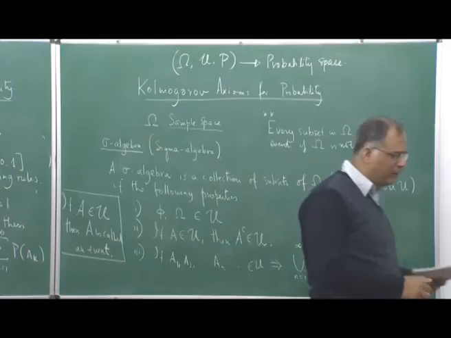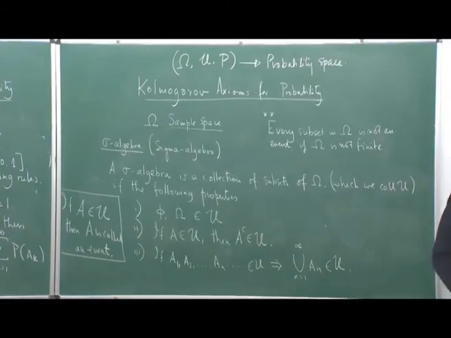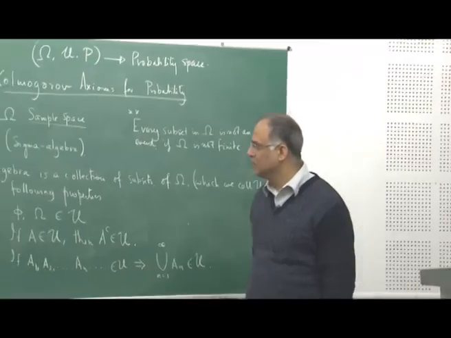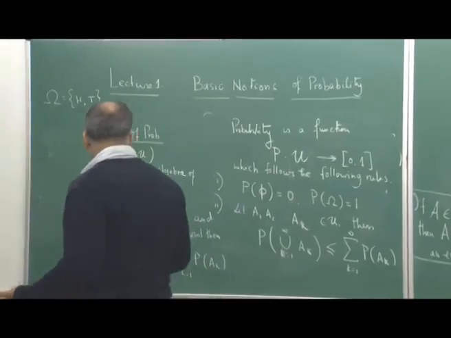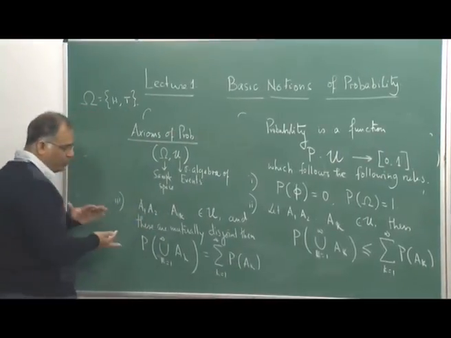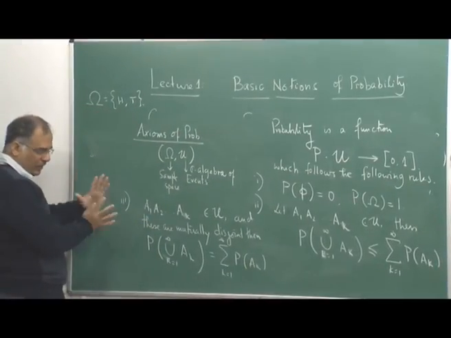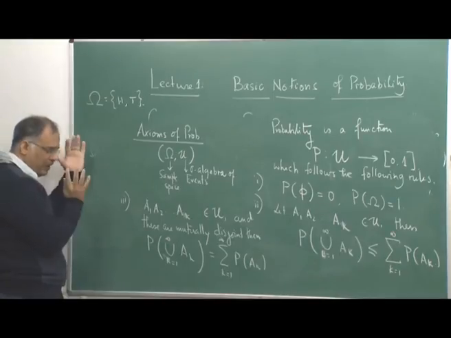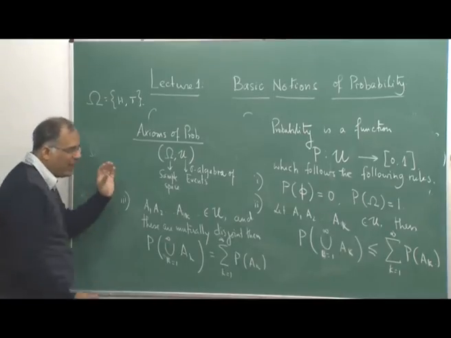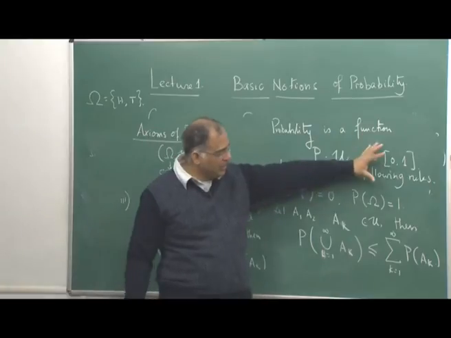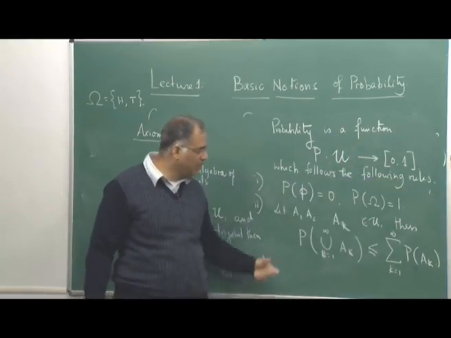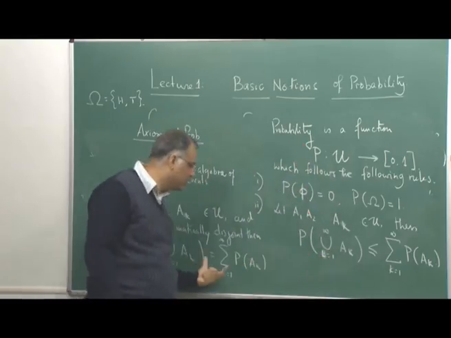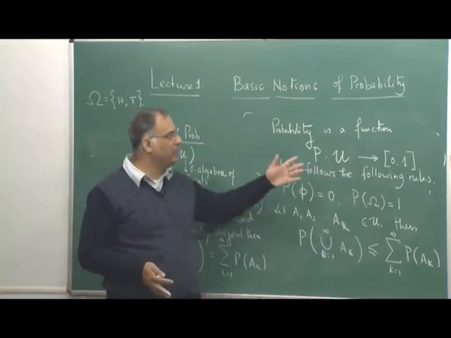So, what does it tell you? It takes ideas from that crude definition and puts them in the form of laws, so that even if you are talking about an infinite sample space, any function which takes events to this interval 0 to 1 and satisfies all these rules, we will call it a probability measure on that.